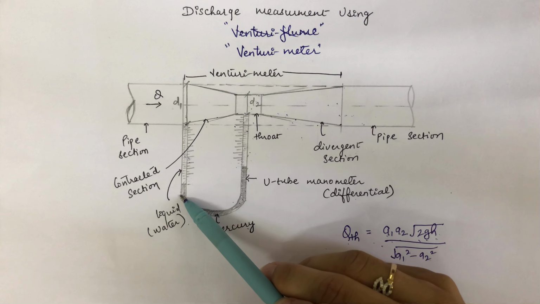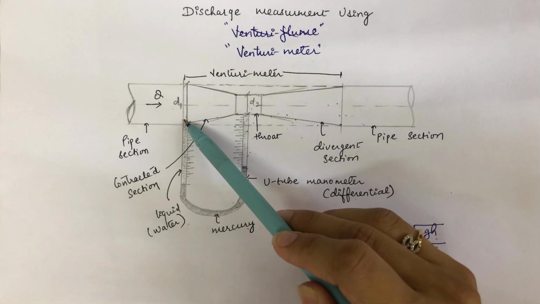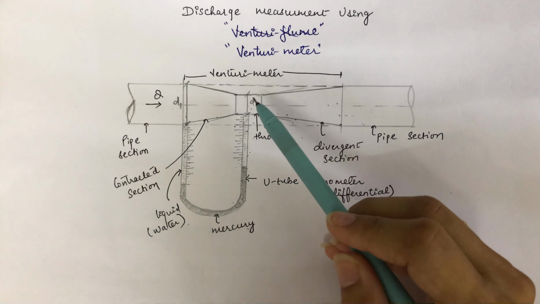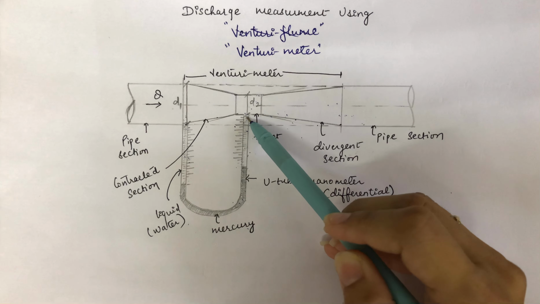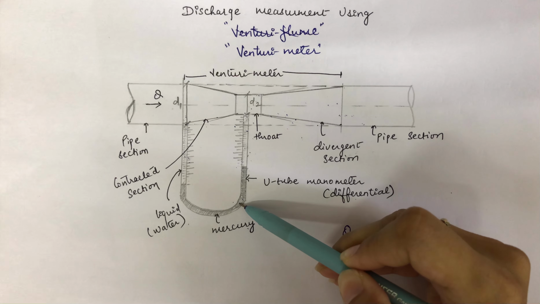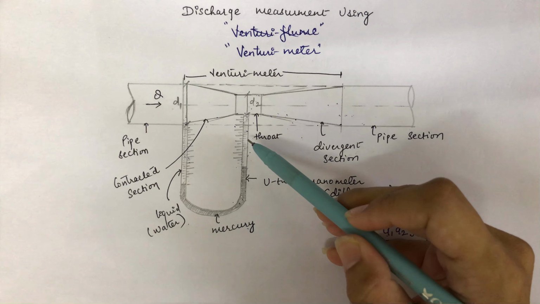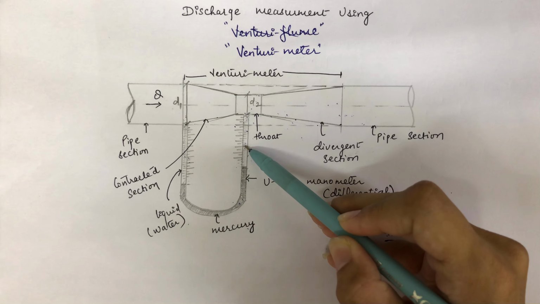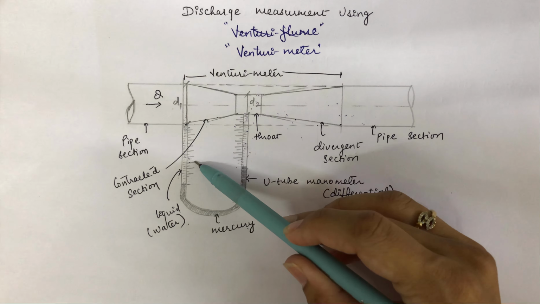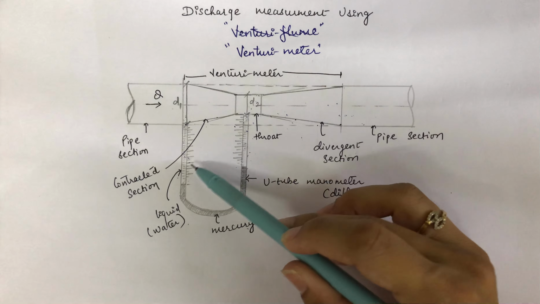Now the left limb of the differential U-tube manometer is connected at the inlet of the Venturimeter, while the right limb is connected to the throat. Mercury is filled in the U-tube differential manometer, and the other liquid in it is water. And this differential U-tube manometer is attached with a graduated scale.